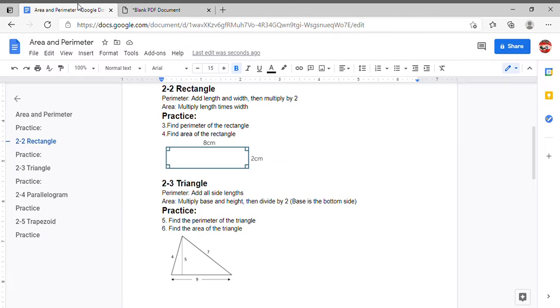Okay, so now you guys can pause the video and do this practice problem where the side lengths are 8 and 2. Okay, hopefully you paused the video and finished it, because I will be going over the answers now.